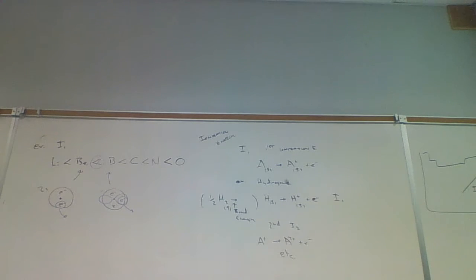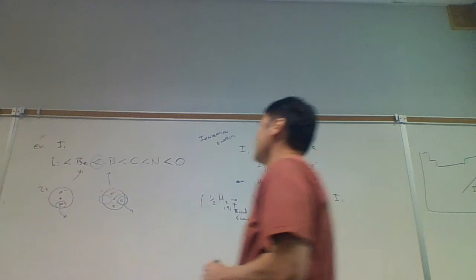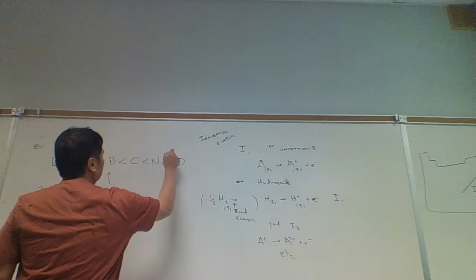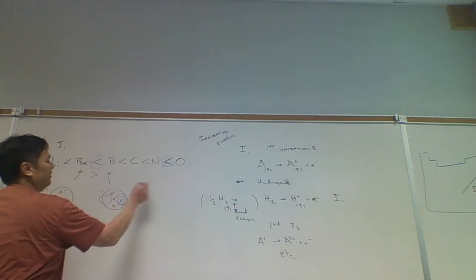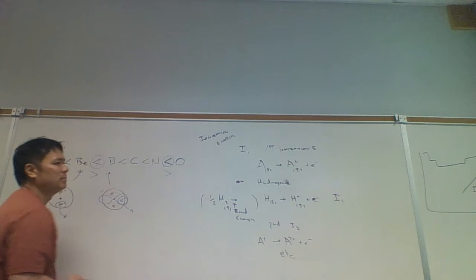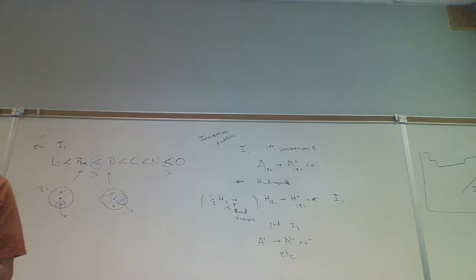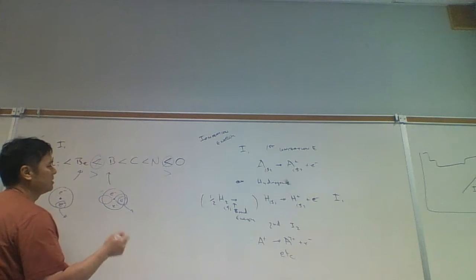But look at what happens when we go from nitrogen to oxygen. Do you see that little blip? And so it turns out that we expect this, but we drop down in ionization energy. And so why is that? Why that is because of this.